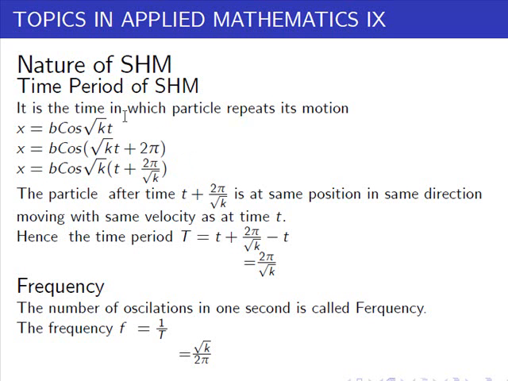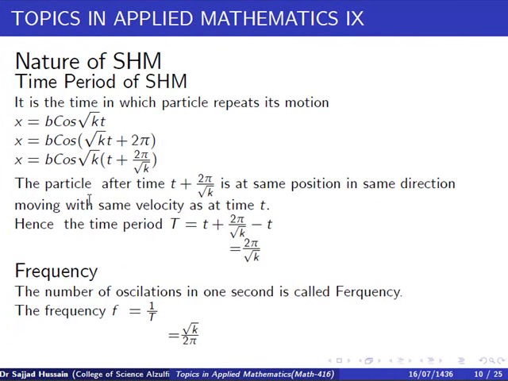From these two equations, we see that the particle is at the same position at time t and at time t + 2π/√k, so after this time the particle is at the same position, moving in the same direction with the same velocity as at time t. So the particle has repeated its motion during the interval t + 2π/√k − t, that is 2π/√k. This is the time period of the particle performing simple harmonic motion.